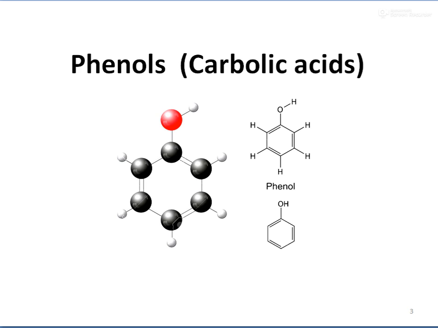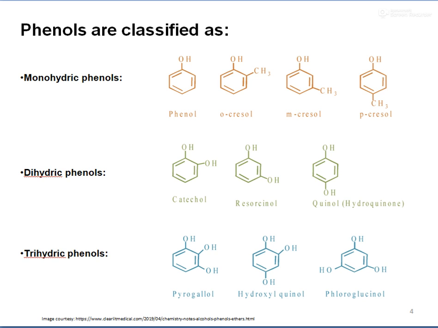So this is the structure of a phenol. A phenol has a benzene ring, and an OH group is attached to one of the carbon atoms of the benzene ring. Depending upon the number of OH groups, phenols can be classified as monohydric, dihydric and trihydric. These are the examples for various types of phenols.